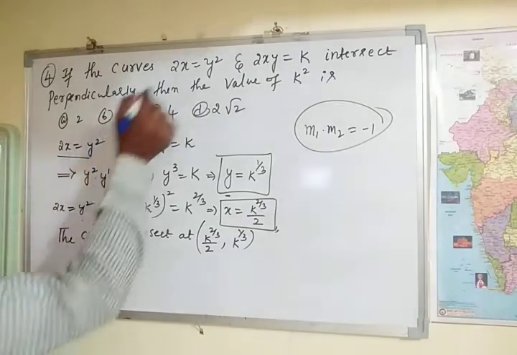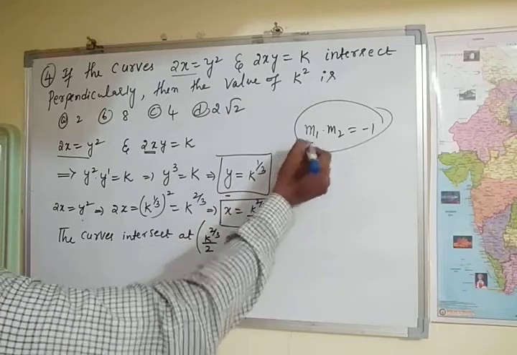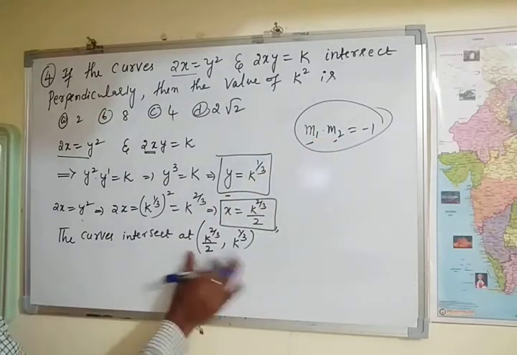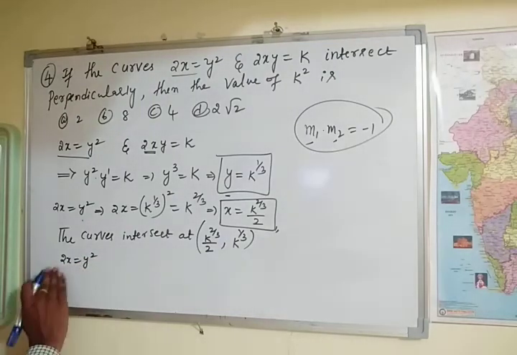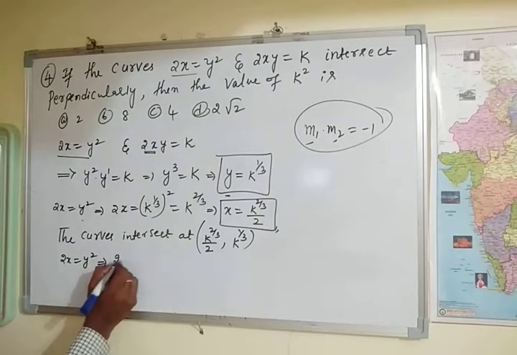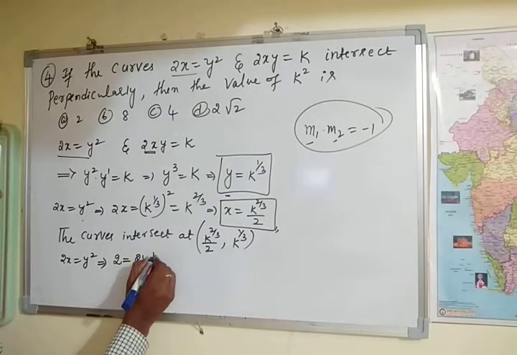Now here using the first curve, 2x is equals to y square. Here we have to find the values of m1 and m2 at the point of intersection. 2x is equals to y square. Differentiate with respect to x on both sides. D by dx of 2x is 2 into the derivative of x, which is 1, so 2 into 1 is 2, is equals to the derivative of y square, 2y into dy by dx.